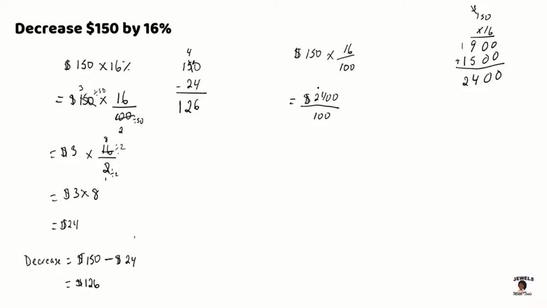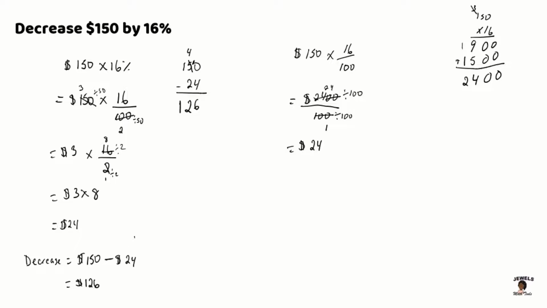And remember that 100 divides into 2,400. So 100 can divide into 100, and 100 can also divide into 2,400. So when 100 divides into 100, that will leave us with 1. And when 2,400 is divided by 100, that will leave us with 24. So we now have $24, which is exactly the same thing as we got in our first example. And for some people, this working may be a whole lot easier and smoother.